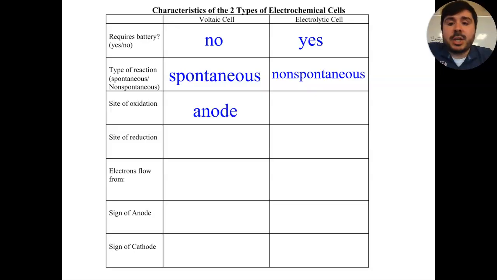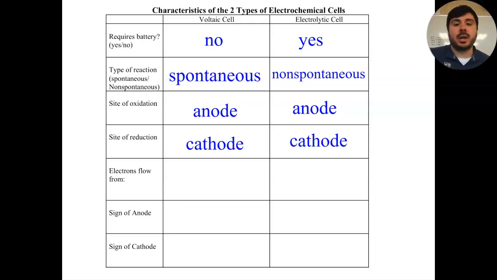Next up here, the site of oxidation is still going to be the anode, right? Remember, AN OX: AN for anode, OX for oxidation. That is going to still be the case for our electrolytic cells. Same with our site of reduction here. It's going to be cathode for both of these as well.